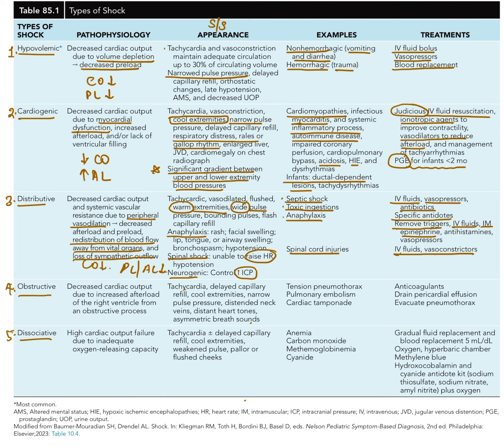Obstructive shock occurs in cases where there is an obstructive process due to which the right ventricle has increased afterload, and due to which there is decreased cardiac output, as occurs in tension pneumothorax, pulmonary embolism, and cardiac tamponade. There will be tachycardia, delayed CRT, cool extremities, narrow pulse pressure, distended neck veins, and distant heart sounds, because there is something obstructing the flow of the heart. Anticoagulants need to be administered in pulmonary embolism, drain pericardial effusion, and evacuate pneumothorax.